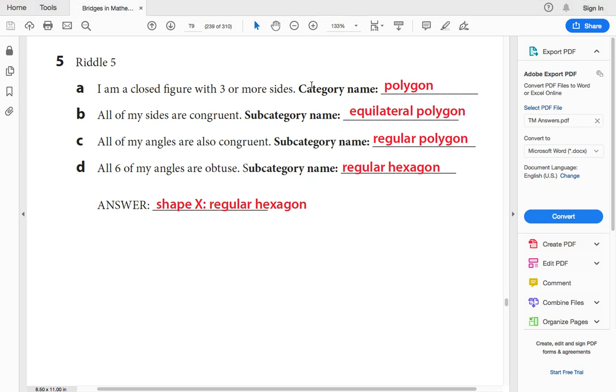If you need to look up these meanings, you always know that you have your Chromebook, you have Google, you can find YouTube videos on the different concepts of triangles and quadrilaterals as well.